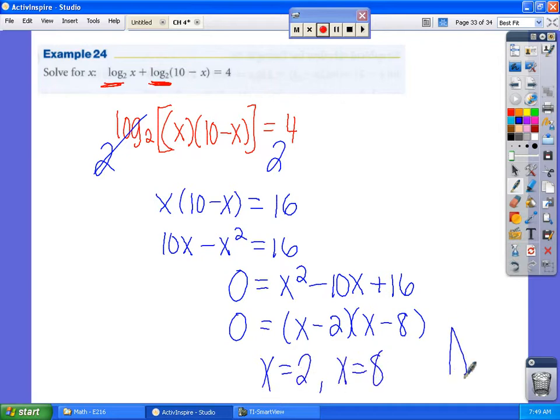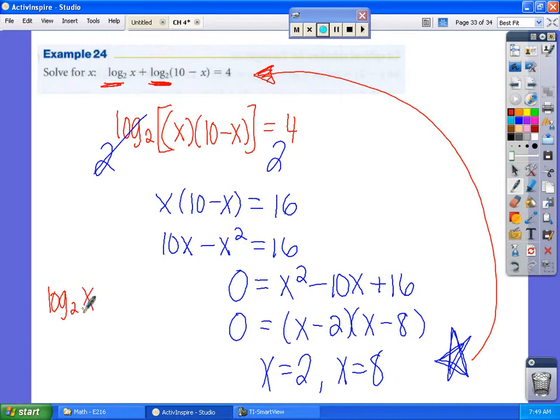Here's a major issue though. Major issue. You have to go back and look at your log problems and make sure it's part of the domain. So what I mean by that is, you see how it says log base 2 of x, and then it says log base 2 of 10 minus x? We really should have found the domain first. So the domain says that log can only take positive values. Can't even take 0. Both are greater than 0, so we're good. Then here, you should notice that 10 is the value that would make it 0.